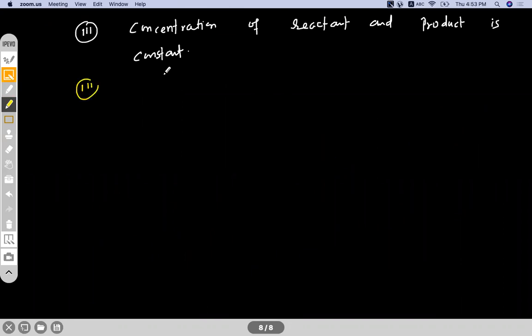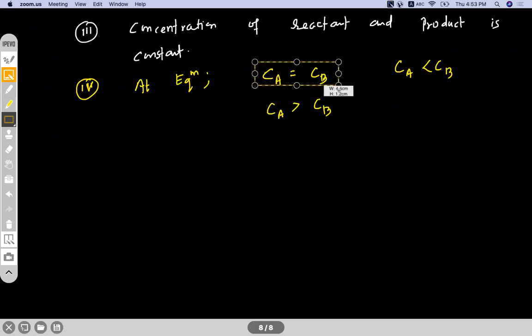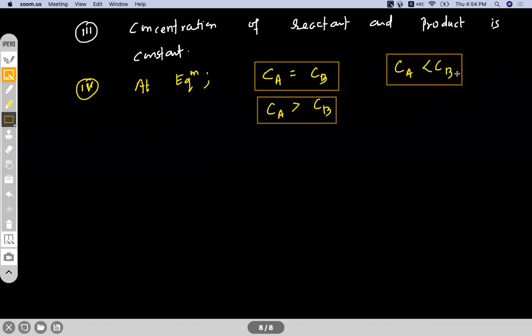As far as the concentration is concerned, at equilibrium we have all the possibilities. What possibility? The concentration of A can be equal to the concentration of B. The concentration of A could be more than the concentration of B. The concentration of A could be less than the concentration of B. All three conditions are possible, right? Constant does not mean it's equal. Rate becomes equal, not concentration.